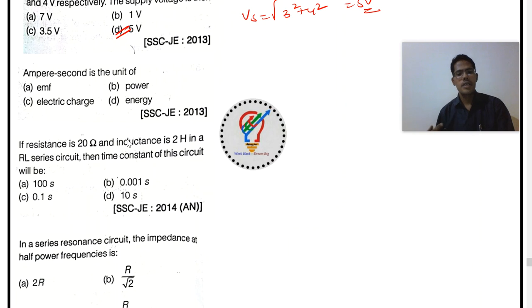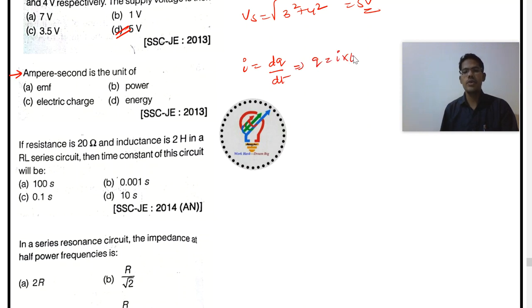Next question. Ampere second is a unit of, for example, ampere seconds. So generally current is nothing but dq by dt here. So from this, q is equal to I into t.